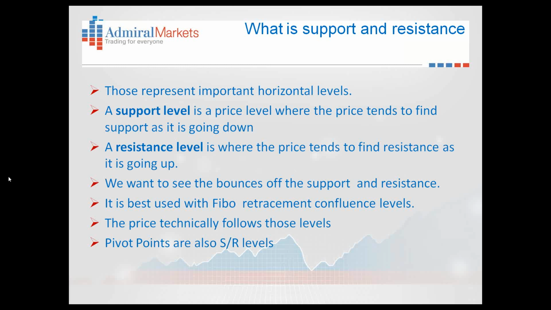Price technically follows those levels. We can see some bounces off support and bounces off resistance, but eventually those support and resistance levels will be broken. After the retest, we find another support or resistance level. So ex-resistance, when it is retested, becomes support. So how do resistance levels qualify to become support levels?